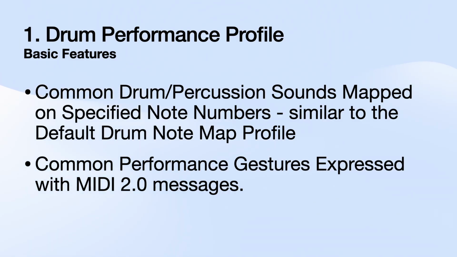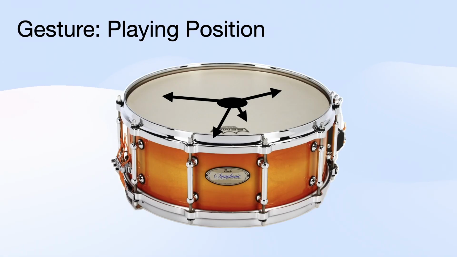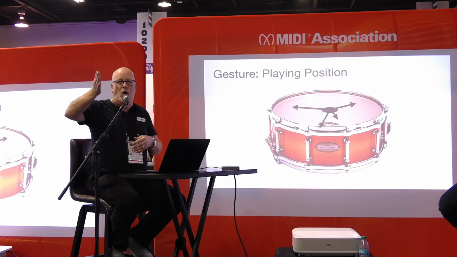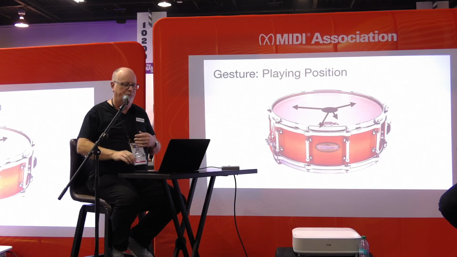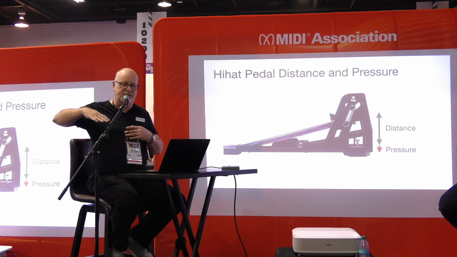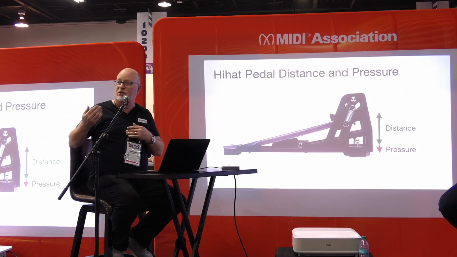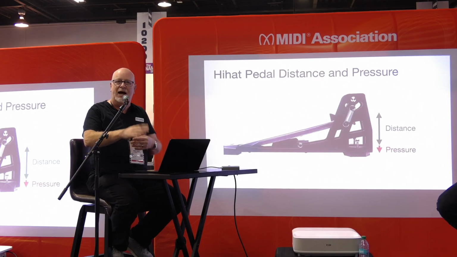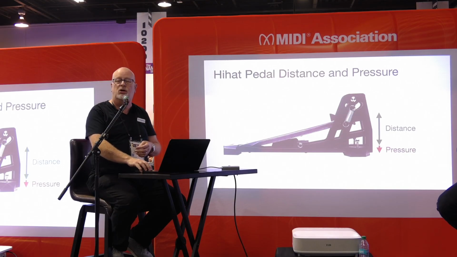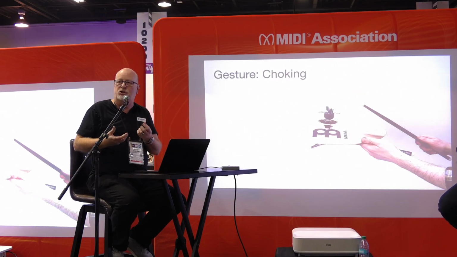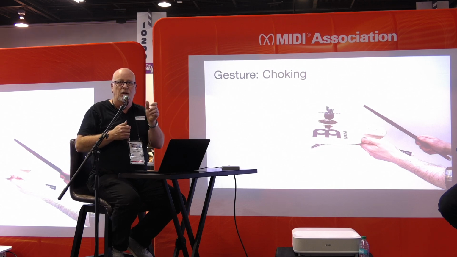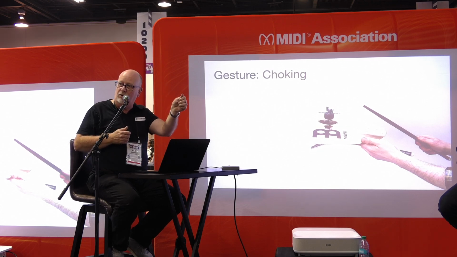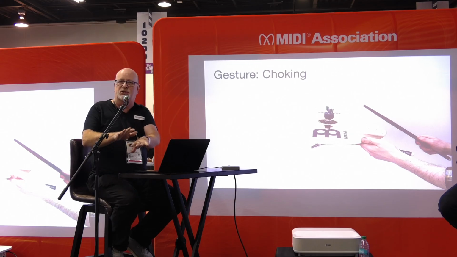So we now have a definition that we've defined on things like position, playing position on a drum. Where did I strike the drum? Not just what sound it is, but how did I play it? We have a hi-hat pedal distance and pressure that is expressed by MIDI now. Instead of using the three black notes, we can actually get a hi-hat pedal distance to control. We have a gesture in MIDI 2.0 messaging on how to choke a cymbal or to mute a drum by putting your hand on it to stop it from ringing.